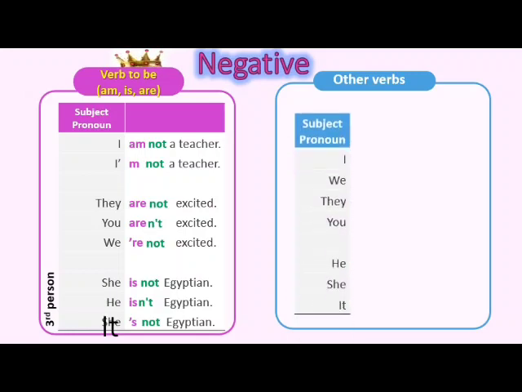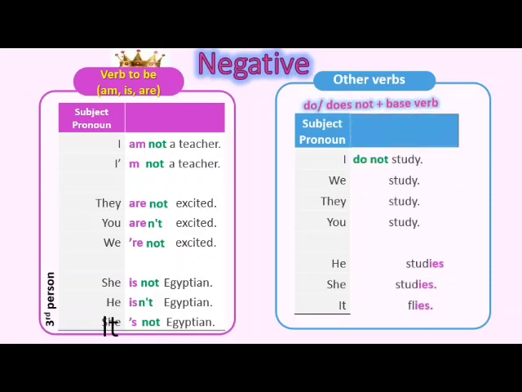What about other verbs? We use do not or does not plus the base verb. With I, we, they, and you, we use do plus not plus the base form of the verb. I do not study, or the short form, we don't study. Just add an apostrophe t. They don't study, you don't study. With the third person, he, she, or it, remove the s and use does not plus the base form of the verb. Does not study.